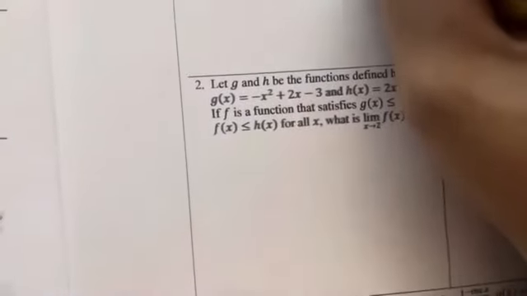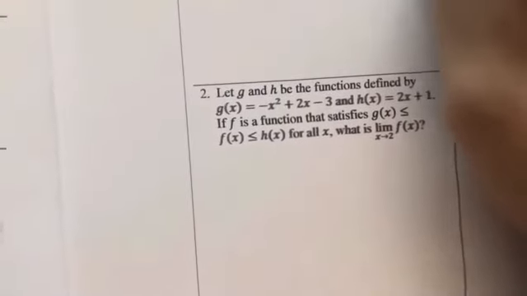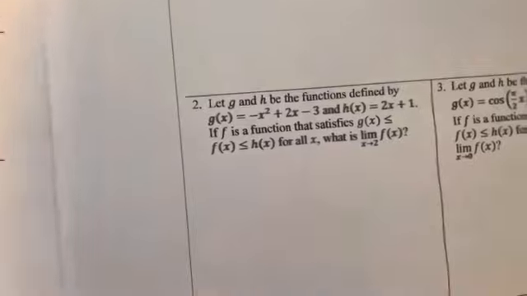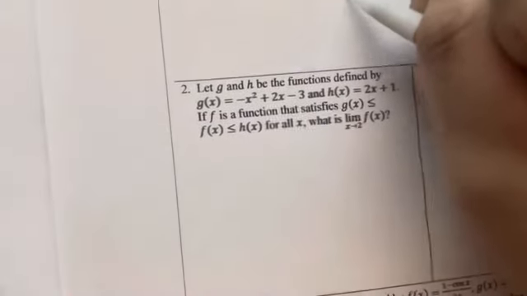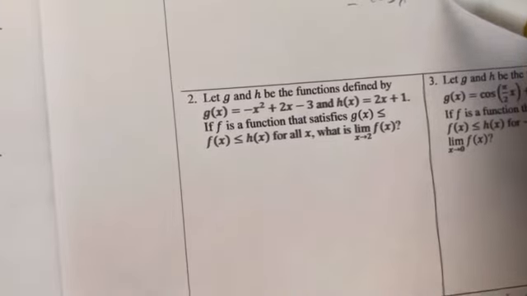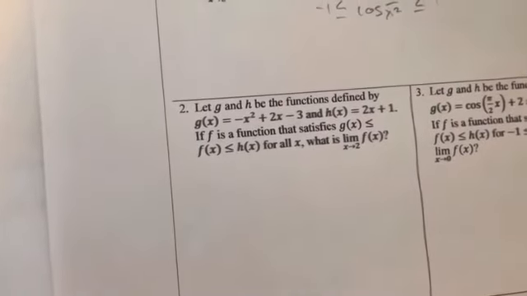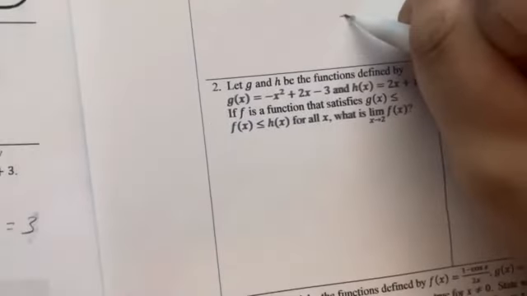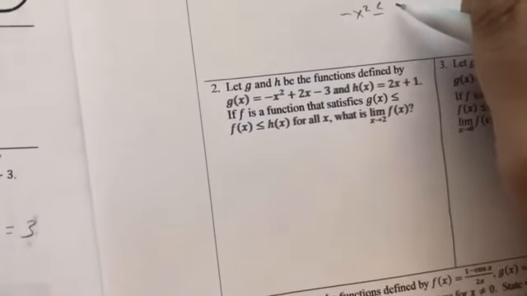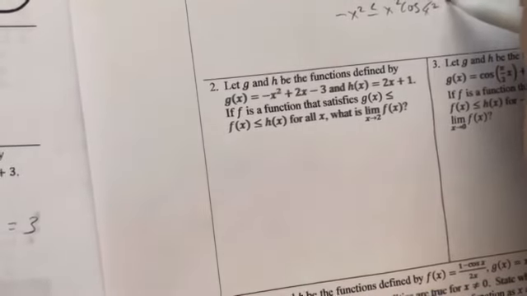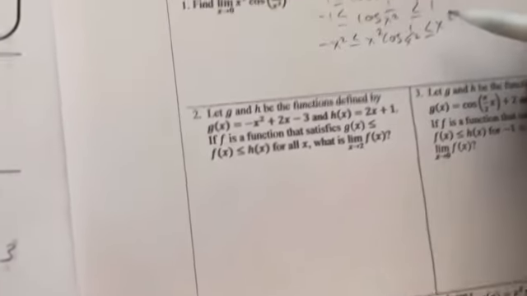So we'll start with negative 1 is less than or equal to cosine x is less than or equal to 1. And then negative 1 is less than or equal to cosine 1 over x squared is less than or equal to 1. And then we'll make it negative x squared less than or equal to x squared cosine 1 over x squared less than or equal to x squared. Oh, sorry.